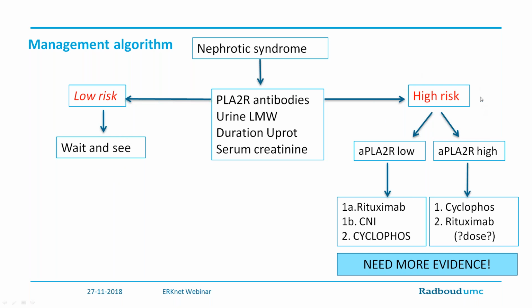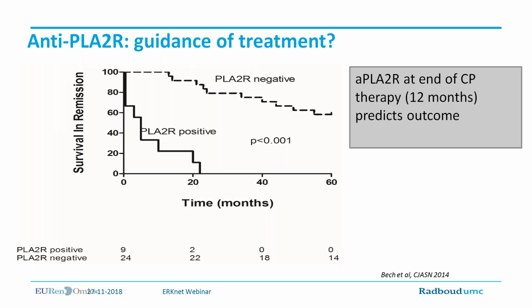If the patient is considered to be at high risk for disease progression, then you could imagine that if the antibody titers are low, you could try treatment with rituximab or calcineurin inhibitor as first choice. If the antibody titers are high, and especially if the serum creatinine is already a little bit increased, then cyclophosphamide still would be the first choice of treatment. Obviously, this is not a guideline, because this needs to be based on more firm evidence, but this could be a realistic view on how to individualize the treatment of patients with membranous nephropathy.